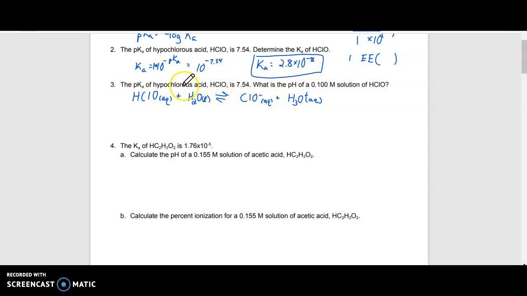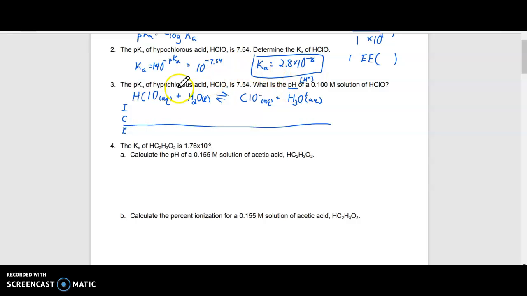Then they told us the pKa. We need the Ka value. Good thing we did that in number 2. So here's our Ka value. But now to figure out the pH, I really need the concentration of H plus or H3O plus, and that's here at equilibrium, which means I need to set up an ICE table.